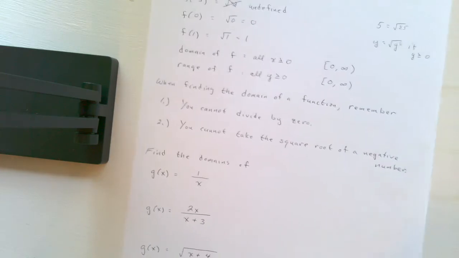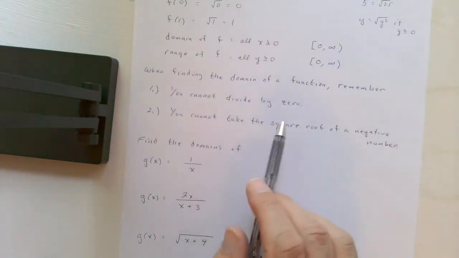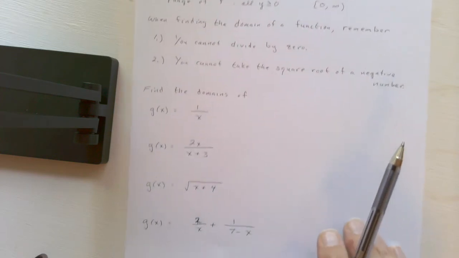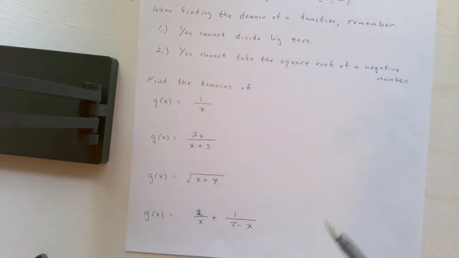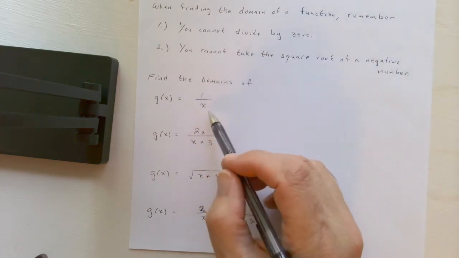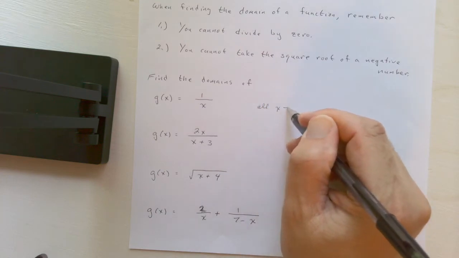The two rules when you're trying to find the domain of a function are very simple. You can't divide by 0, and you can't take the square root of a negative number, like I just said. So those are the two things. As long as you observe those, anything else will be okay. So if I ask you to find the domain of these functions here, 1 over x, well, this will always be defined as long as x is not 0. So the domain would be all x not equal to 0.